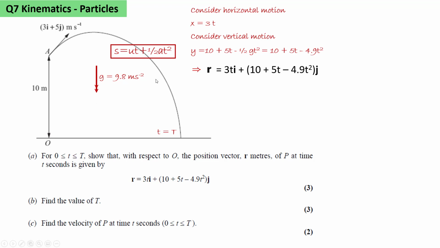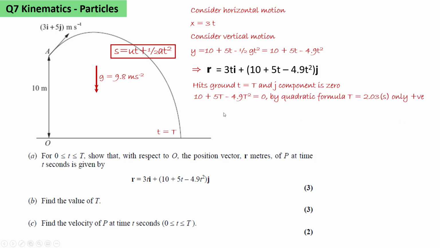So we can write the position vector as r equals the horizontal displacement 3t i, plus the vertical displacement 10 plus 5t minus 4.9t squared j. We're told that it hits the ground when t equals big T, and the j component is 0. So we set this quadratic equal to 0. We use the formula to calculate its roots, and the only positive root will be big T equals 2.03 seconds.